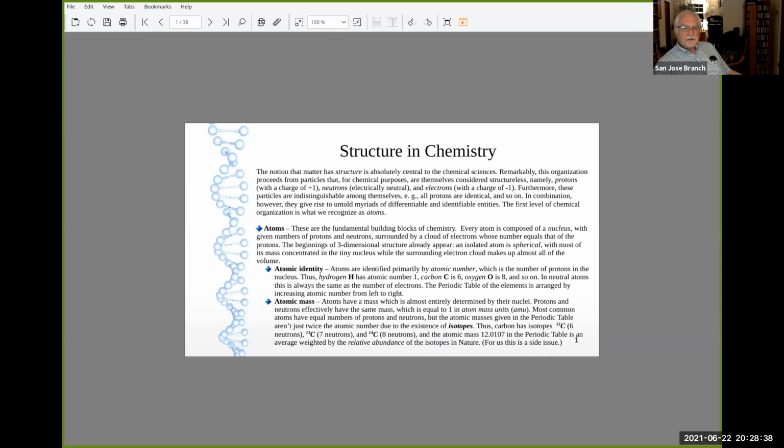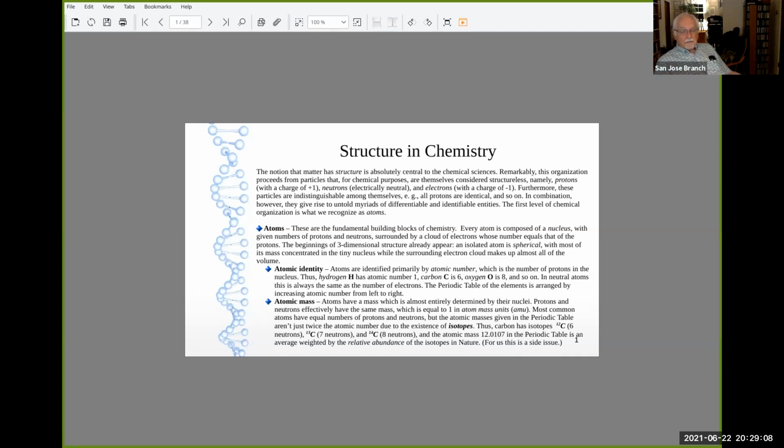For the same reason, hydrogen also doesn't have an atomic mass of exactly 1, because hydrogen has isotopes. The regular, most common form of hydrogen just has 1 proton in the nucleus, and that's all there is. There's no neutron, just a proton. So it has an atomic mass of 1.